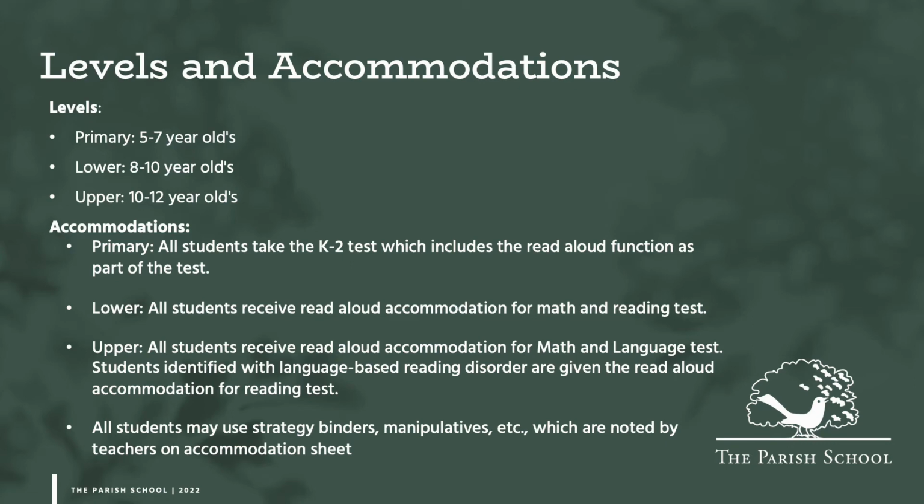When they move into lower and upper, all lower students receive the read aloud accommodation for both reading and math. In upper elementary, for students we feel don't need that support, we pull back. Those who do need it, who have a language-based reading disorder, will always have the read aloud accommodation for all tests if needed. But for the reading test, we do sometimes pull back that support to see how the children are reading on their own, especially students who are potentially transitioning, and get that standardized reading data from them. All students are allowed to use strategy binders, manipulatives, anything they use in the classroom for that testing.